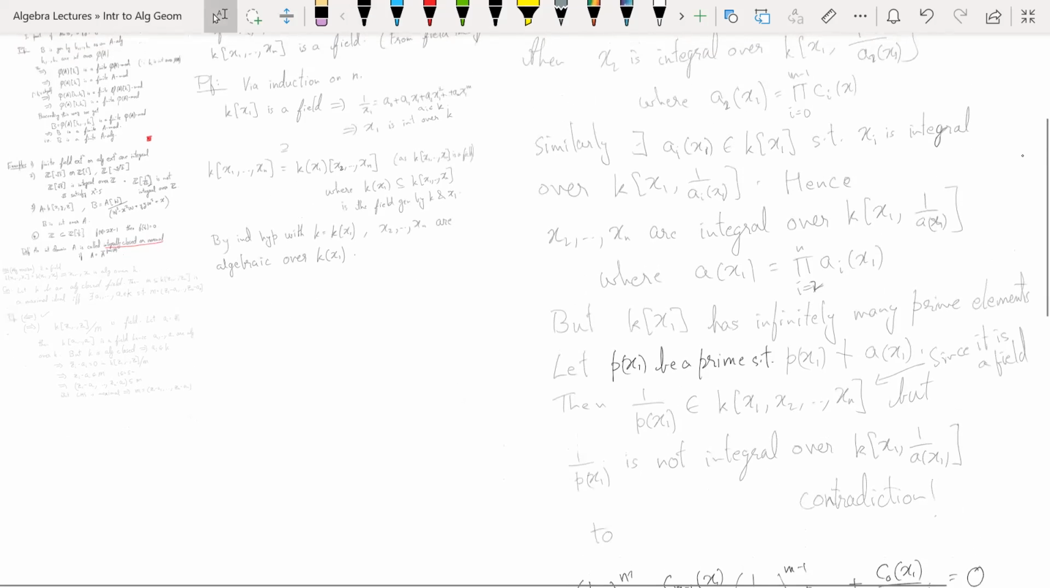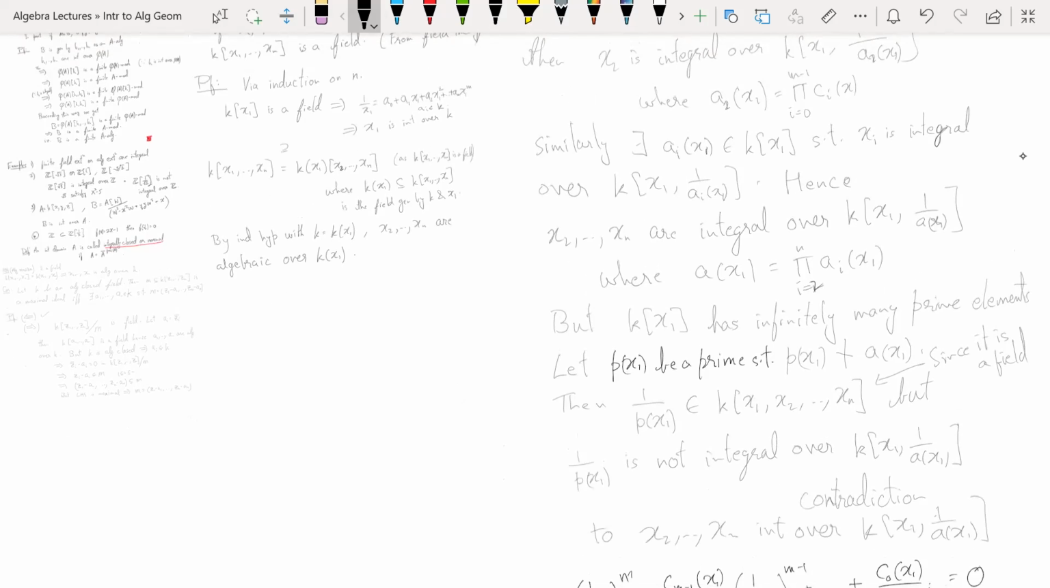Maybe I'll just say, I've written some justification for why 1 over px1 is not integral over this. But once you believe that, then this is a contradiction to x2 to xn being integral over k[x1] adjoin 1 over x1. Because then that will tell you that k(x1, x2, ..., xn) is integral over this ring, but the whole thing is integral, but one element is not.